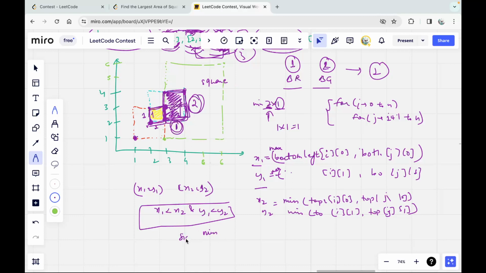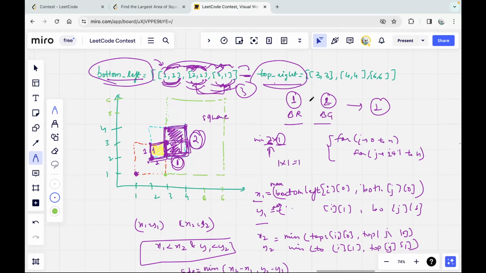So you have to get the minimum out of these two values. The side of the square that you are considering is going to be the minimum of x2 minus x1 comma y2 minus y1. And then you can simply store it in, let's say, a max area variable, and you can simply store side into it, right? So the maximum of whatever you have already stored. So this is the whole logic of how to solve the problem. So I hope you have understood it.